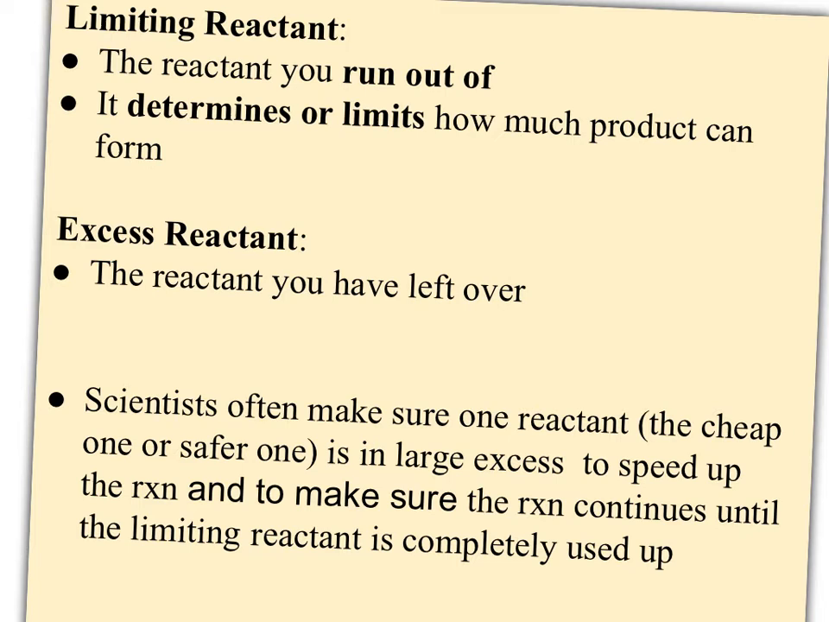So most of the stoichiometry problems we've been doing so far have talked about you have so many grams of this reactant and an excess of the other one. So they've been telling you what the limiting reactant is. But that isn't always the case. So scientists often make sure one reactant, usually the cheap one or the safer one, is in large excess because it actually speeds up the reaction and it helps to make sure the reaction continues until all the limiting reactant is completely used up.